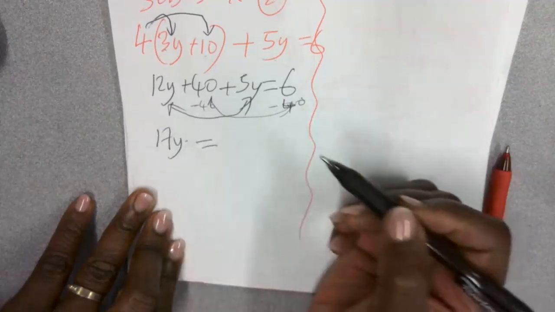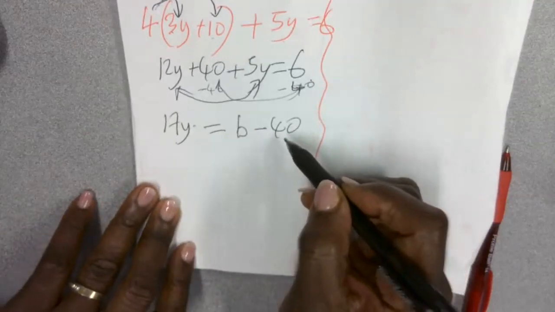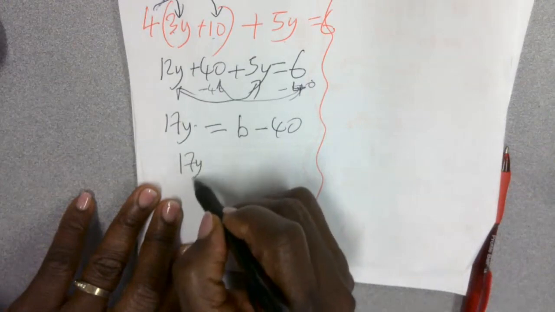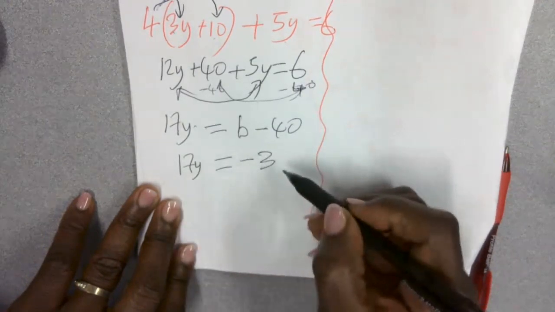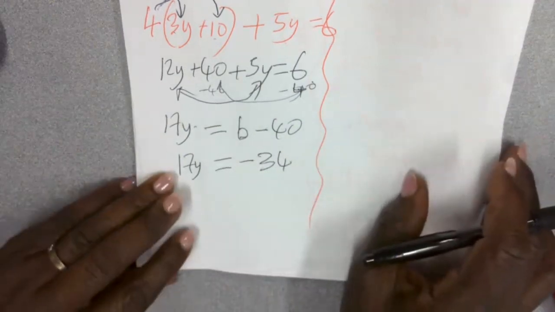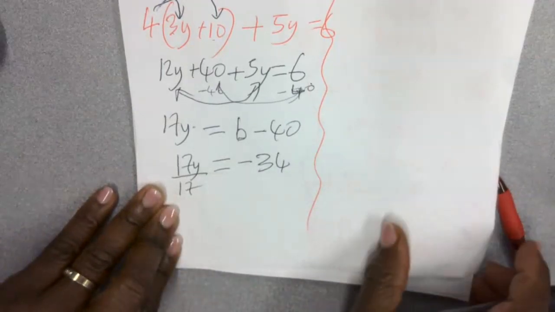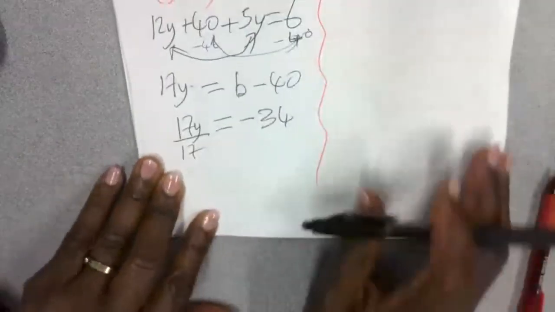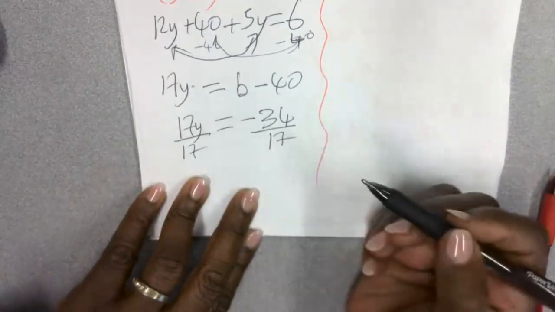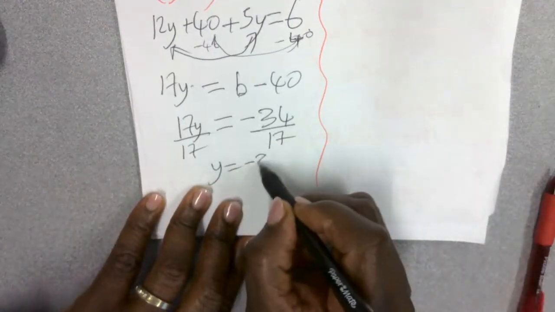So I have 6 minus 40 is negative 34. Do you agree? 17y is equal to negative 34. Divide both sides by 17 because I want to find the value of y with a coefficient of 1. 17 going into 34, negative 2. So y is equal to negative 2.